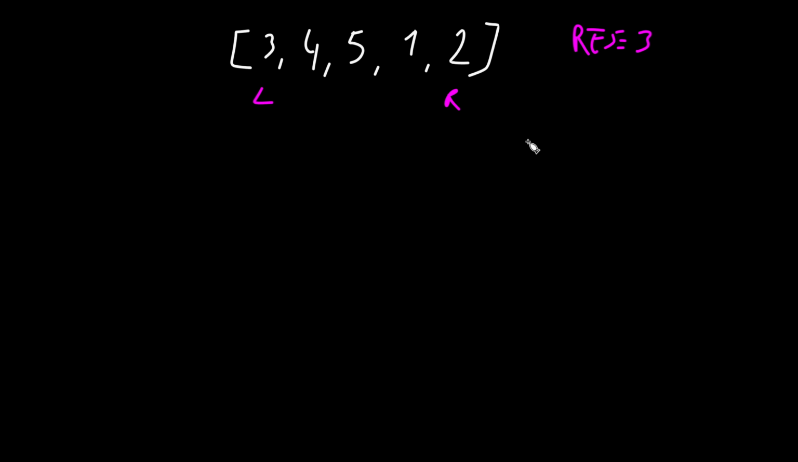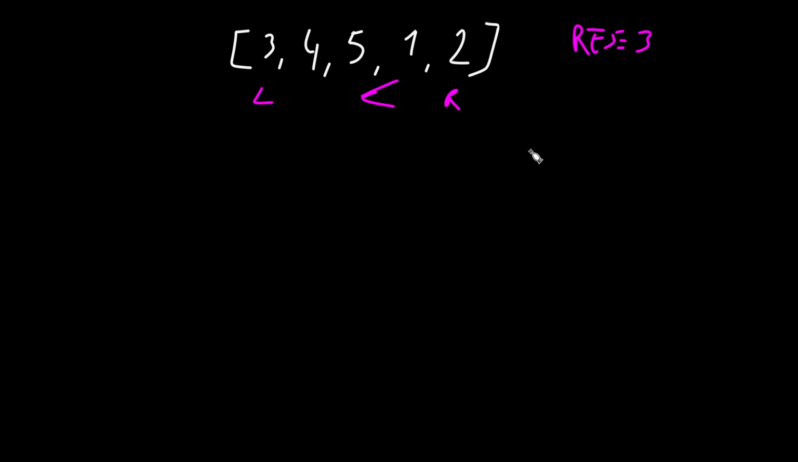Next thing we want to do is, at each iteration, check: is the value at pointer L smaller than the value at pointer R? If it is, it means that the portion we are actually evaluating is sorted, and what that means is that the left is the smallest value in our array, so we can simply update our result with whatever the minimum is going to be and return that result.